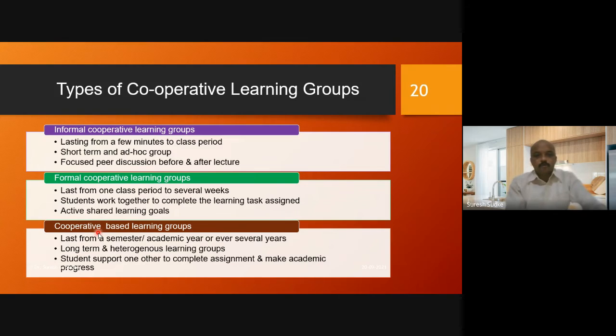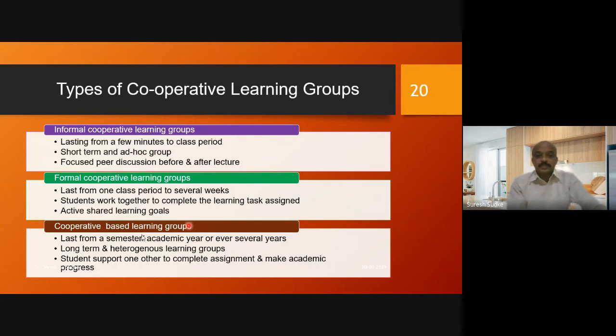And the third group is the cooperative base learning group. It lasts from a semester to an academic year or over several years. So it is a long-term and heterogeneous learning group.